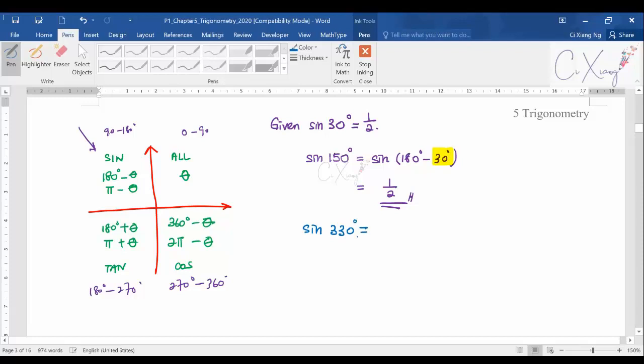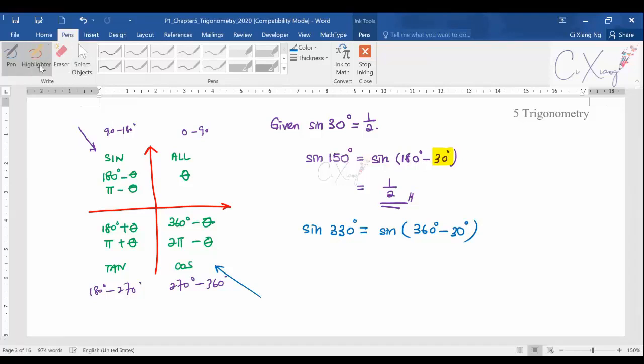Okay, so 330 belongs to which quadrant? Belongs to the fourth quadrant. Okay, so if you look at the label of the angle, it is actually sine 360 minus 30 to get 330. Therefore, when you want to get the value, you refer to the value of sine 30.